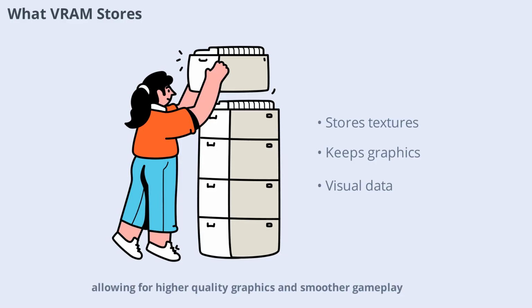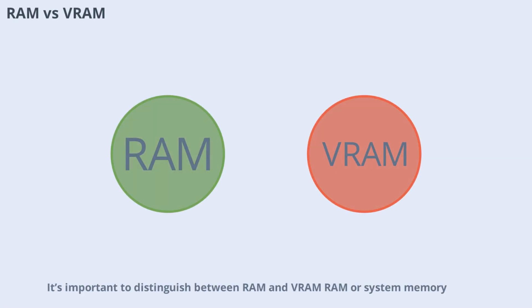It's important to distinguish between RAM and VRAM. RAM, or system memory, is used by your computer to run programs and manage tasks. VRAM, on the other hand, is specifically for graphics. While both are types of memory, their roles are different. RAM handles the overall operation of your system, while VRAM focuses on visual performance. Knowing this difference can help you understand why upgrading VRAM improves graphics but doesn't necessarily speed up your computer's general tasks.